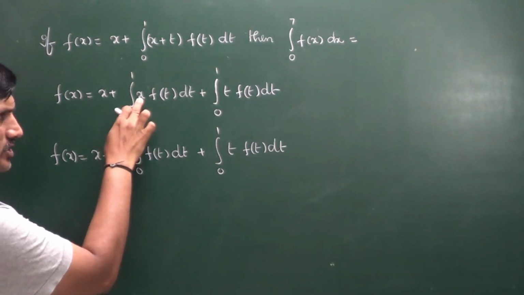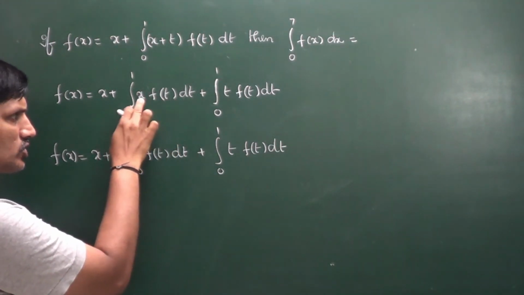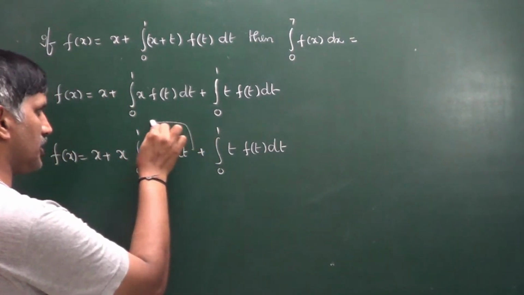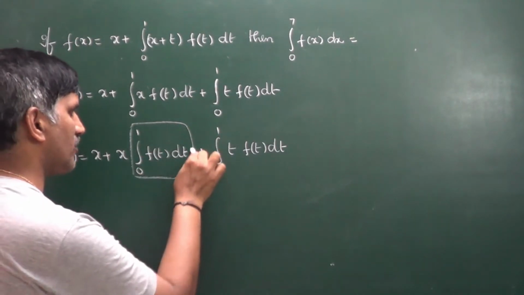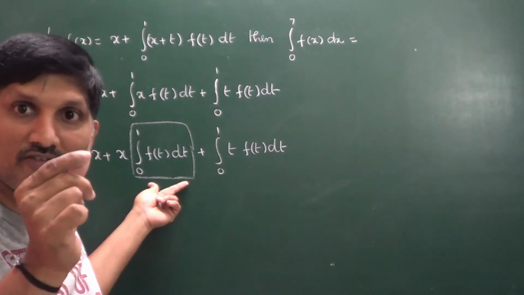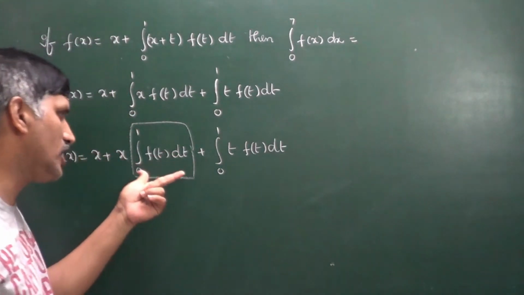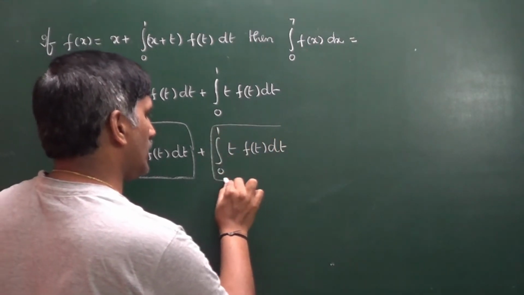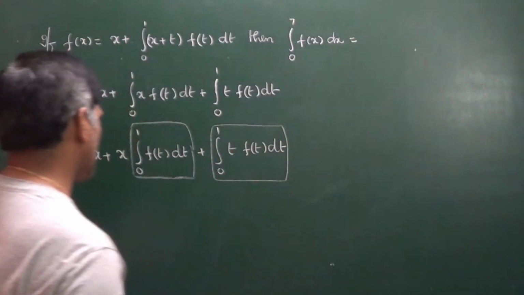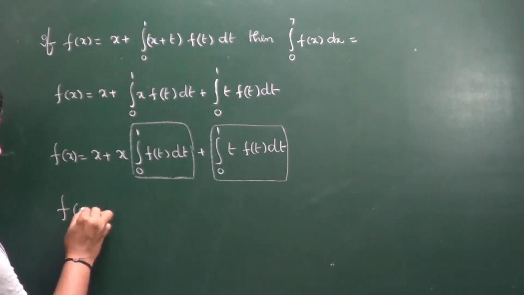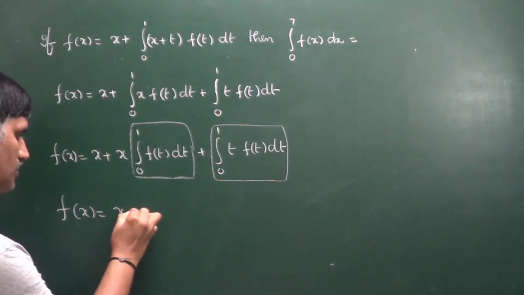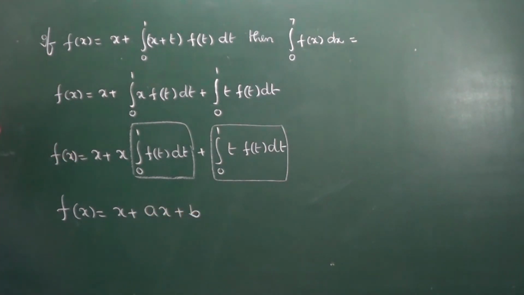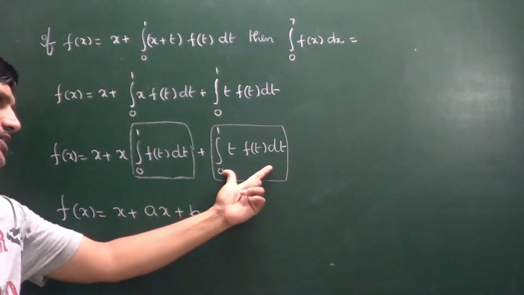Now because it is x, the integration depends on t. That's why x is a constant, we can write it outside. Now you can observe this particular integral is definitely a definite integral. Definite integral means you will get a value, a constant, or not? I am saying that constant is equal to a. Here also it is a definite integral. This value also you will get as a constant. Let us say that is equal to b. So finally we got f of x is equal to x plus a times x plus b. I am taking this one as a and this one as b.